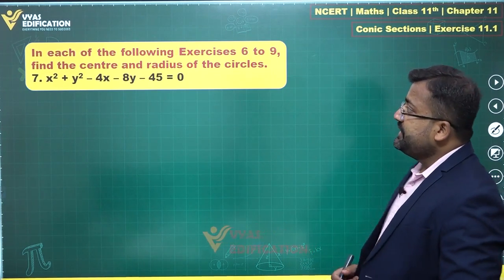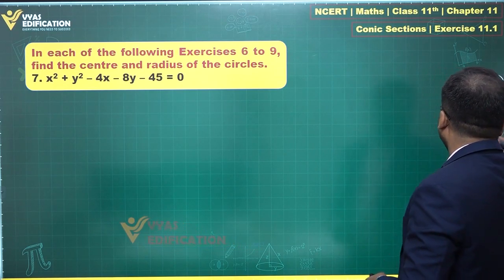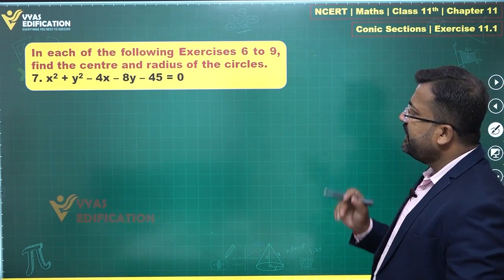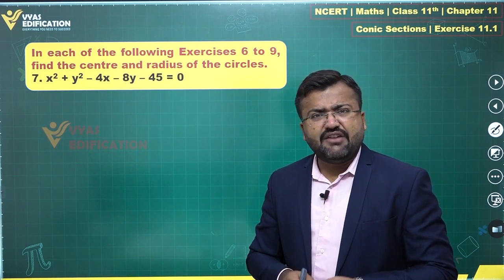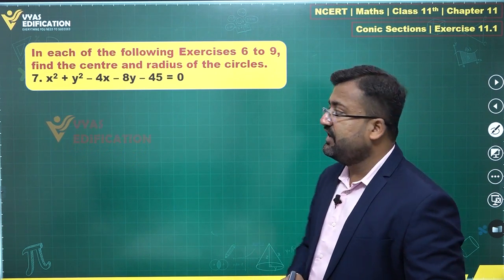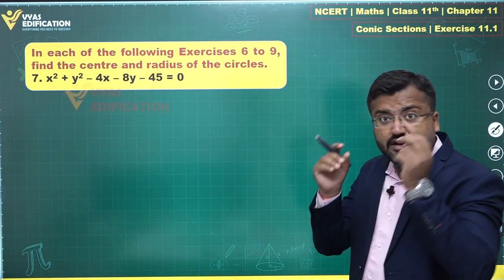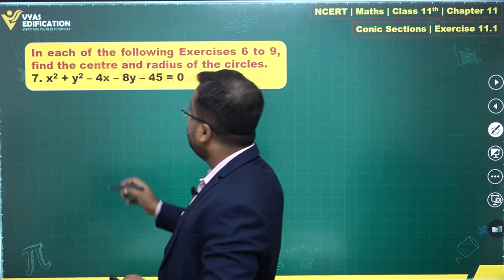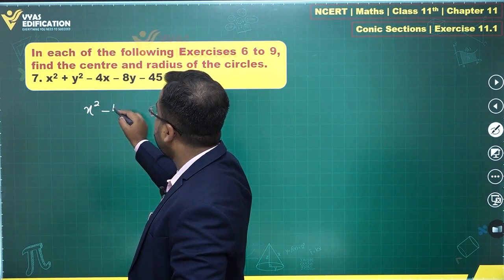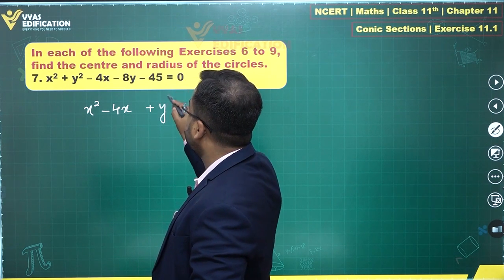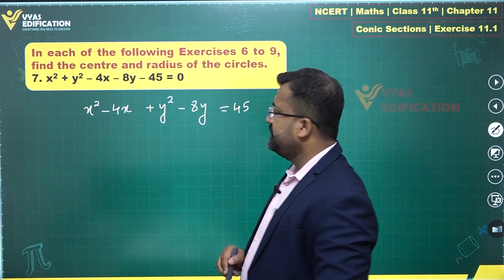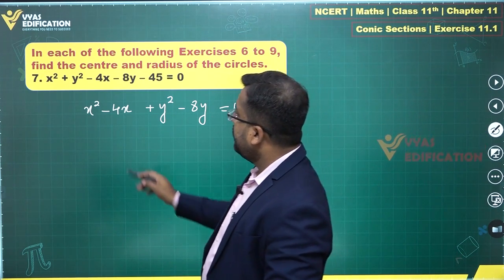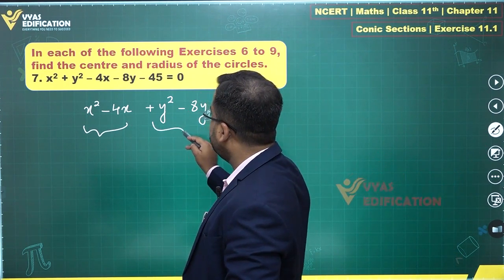The seventh question says, find the center and radius for this particular equation. Now here we are not given the standard form directly. But can we convert it into the standard form easily? Yes, we can convert it into the standard form easily. That is one of the approaches, so let's take a look at that approach first. x square minus 4x plus y square minus 8y is equal to 45 is what I observe over here, right? I'll try to convert this into a perfect square and this into a perfect square.